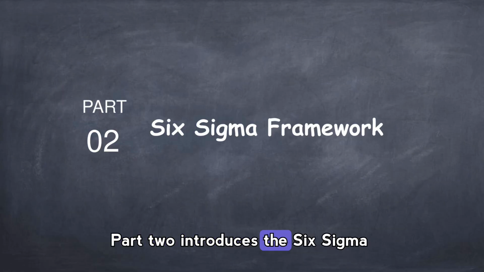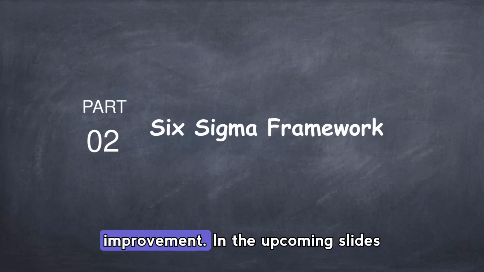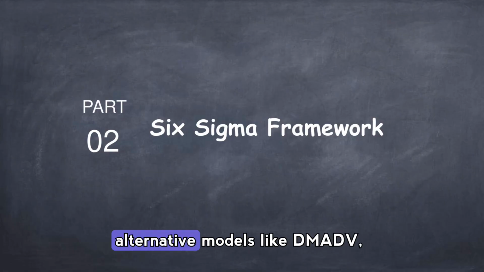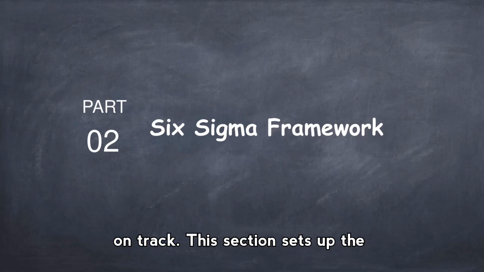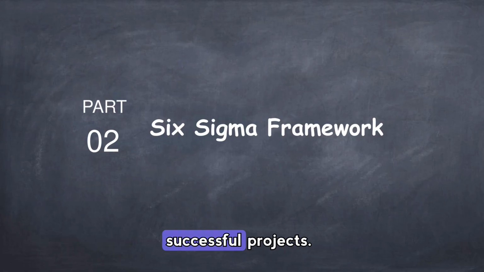Part 2 introduces the Six Sigma framework and the structured methods teams use to drive improvement. In the upcoming slides, we'll explore DMAIC and alternative models like DMADV, plus the roles that keep initiatives on track. This section sets up the how-to part of Six Sigma, so you can see the practical steps behind successful projects.